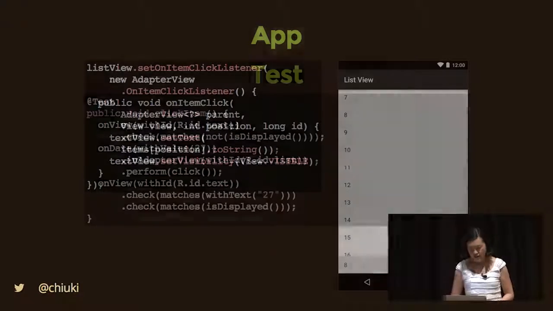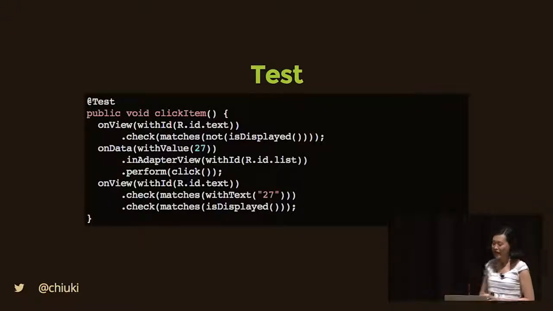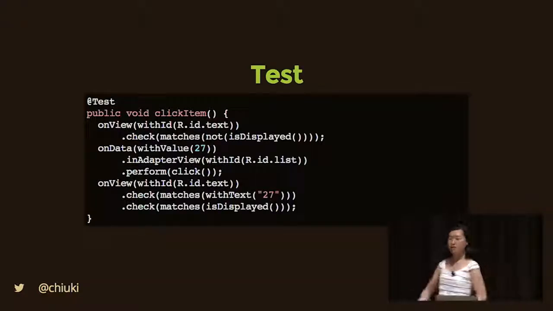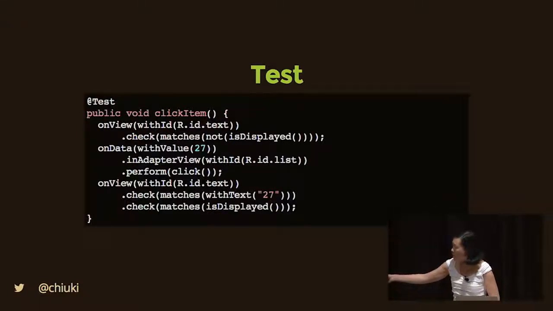So now we go back to the test and say, let's run a test to verify that before I click on any list item, the footer is not displayed. I click on one of them, and then it will display with a matching number. So that's English. Now translate it into Espresso. I said, before I click anything, so at the beginning of the function, I want to find the footer text view, onView with ID text, check that it matches that it is not displayed.